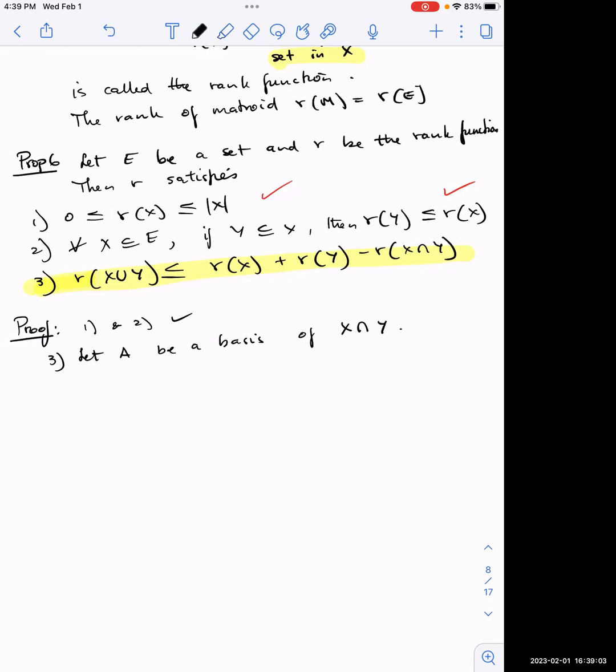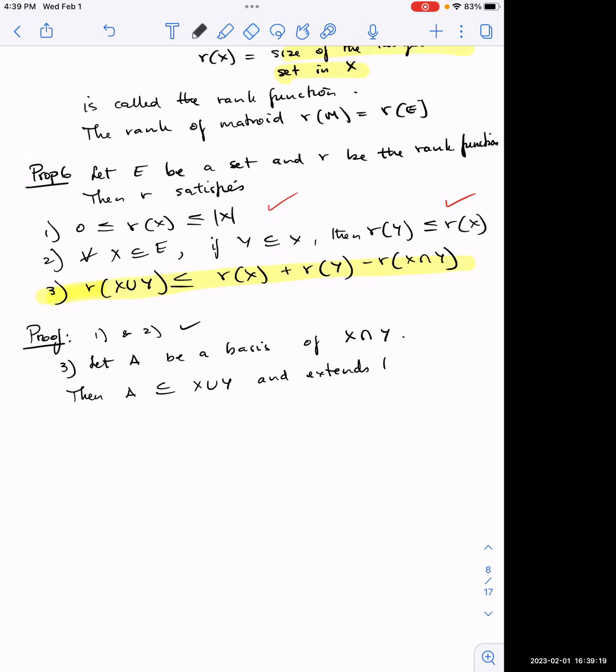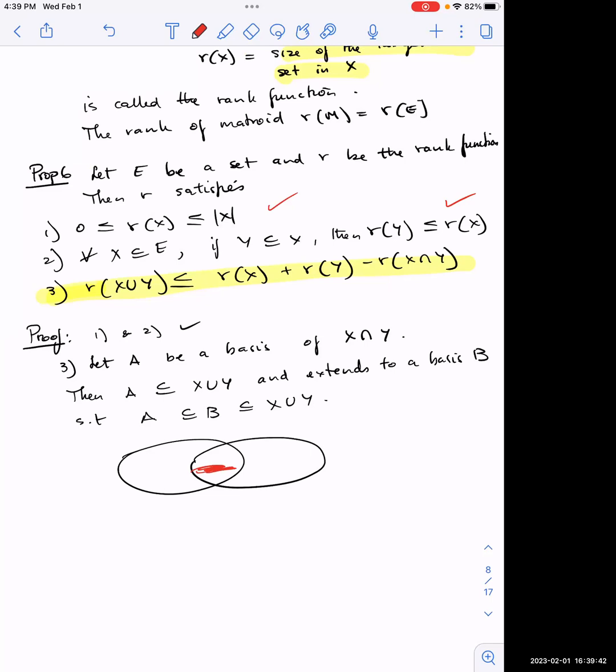So let A be a basis of X intersection Y. Then A is contained in X union Y and extends to a basis B such that A is contained in B is contained in X union Y. So let's have a picture going here. This is our A over here. So A is a basis of X intersection Y.